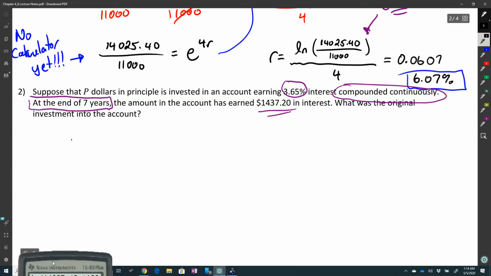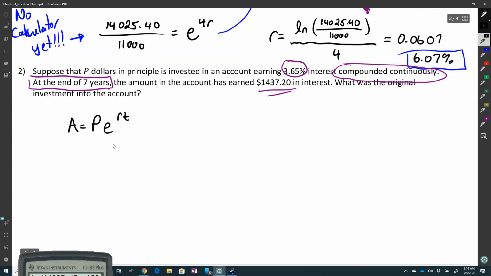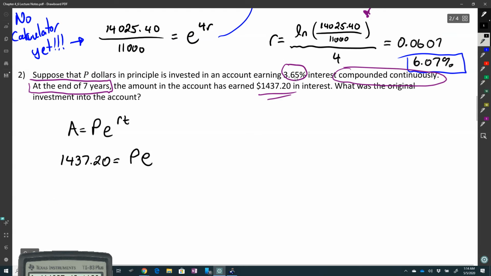So in my equation, A equals P e to the rt, I know everything except for P. The final amount is 1,437 and 20 cents. P, I don't know. e is just a number. r, oh, there it is. We want to convert that to a decimal. So 0.0365. And then 7 years, so times 7.